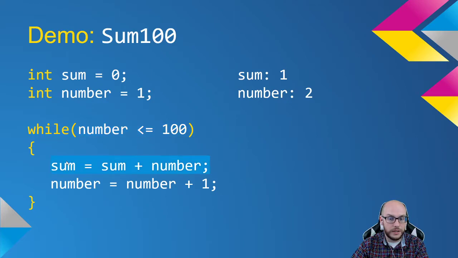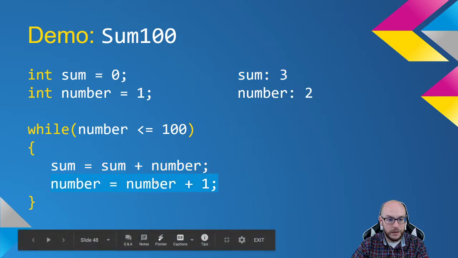We're going to update sum. It's going to be what it currently is, which is 1, plus number 2. The new value for sum is 3. I'm then going to update number. It's going to be what it currently is, which is 2, plus 1. The new value for number is 3. That's the end of the iteration. We're going to come back up, check the condition. Is 3 less than or equal to 100? That's true.